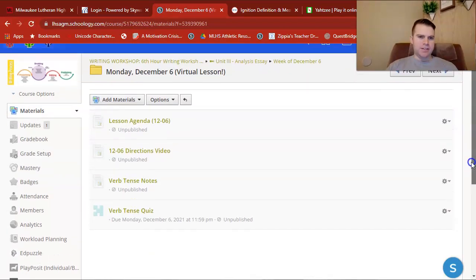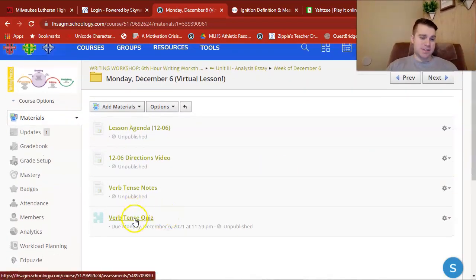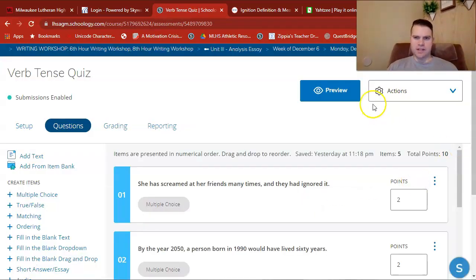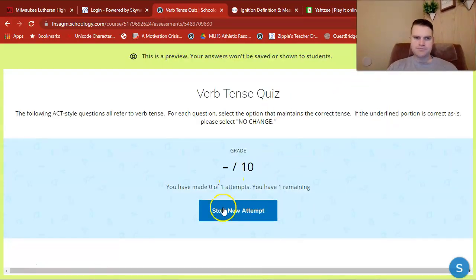Really, the last thing we needed to do as it pertains to tense is just assess you guys on your ability to work with it. I do want to take a look at the first question together on this verb tense quiz. As it says, the following ACT-style questions all refer to verb tense. For each question, select the option that maintains the correct tense. If the underlined portion is correct as is, select no change as per usual.